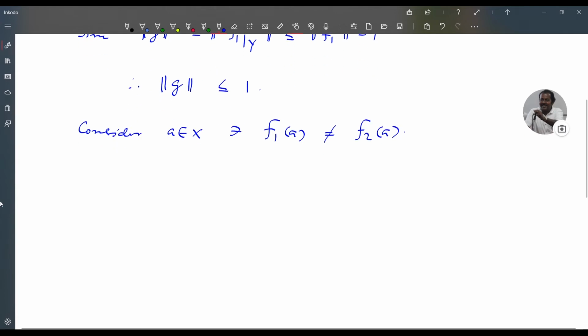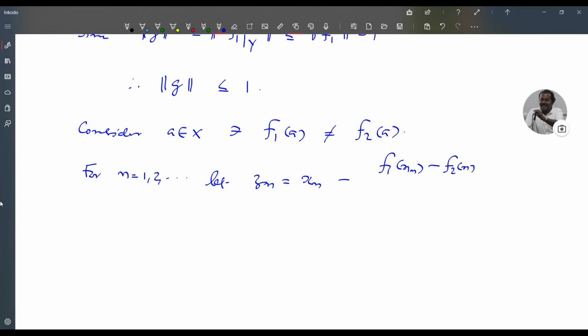And for n equal to 1, 2, etc., let Zn equal to xn minus f1 of xn minus f2 of xn divided by f1 of a minus f2 of a into a.